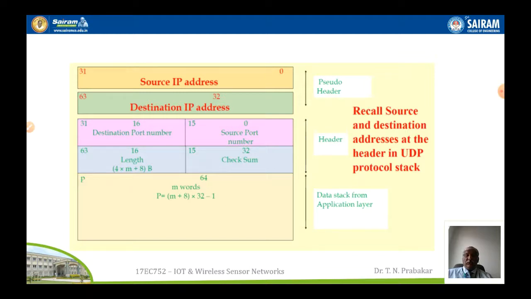What is the source IP address, and what is the destination IP address? And then what is the source port number and the destination port number? So this is also needed. And the checksum should be there. What is the length of the packet, and what is the actual data? So this is the UDP protocol header structure.